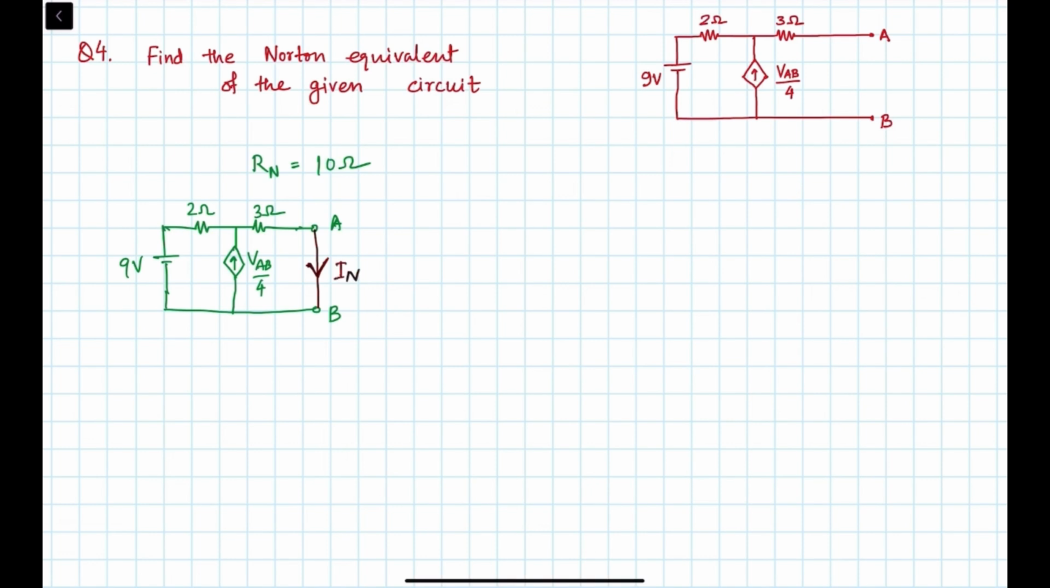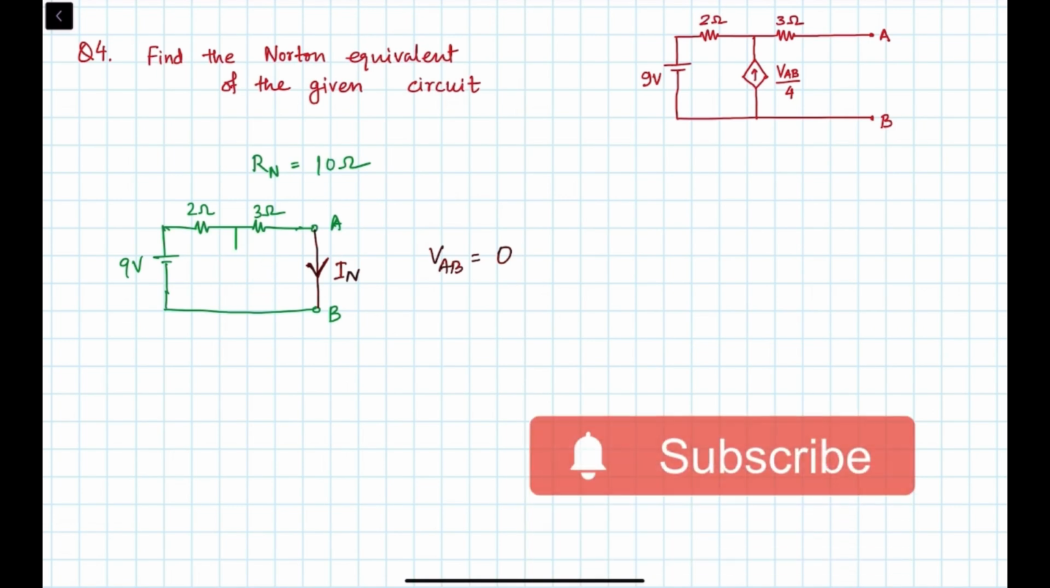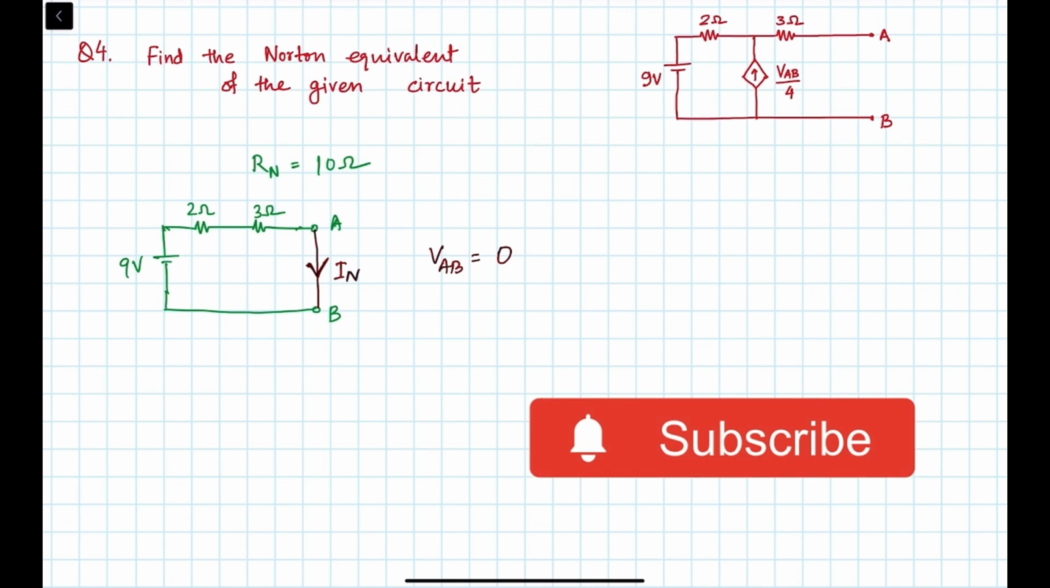Alright, so now let's see. When you short circuit this A and B, the voltage VAB will become 0, right? So this current source that's in the middle, VAB by 4, that also will be 0. So basically we can say that this current source is supplying a current of 0 ampere, or basically you can assume it's an open circuit. So just remove this current source.